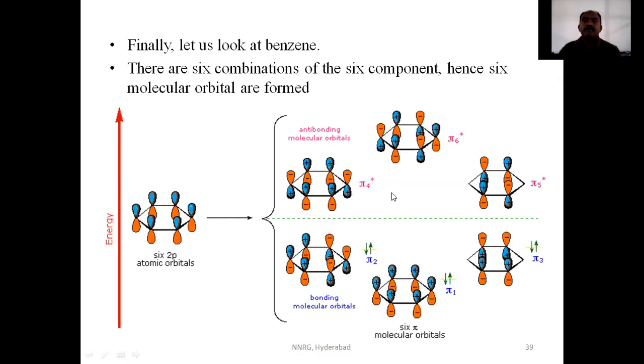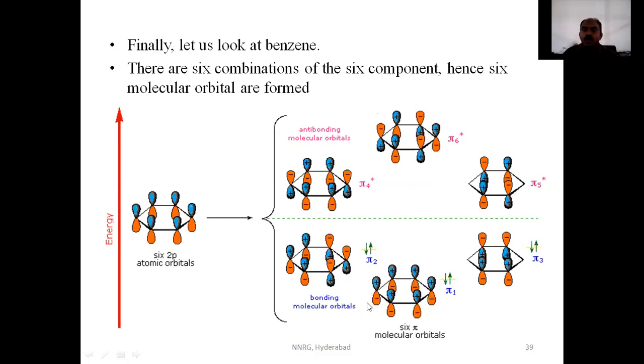Because of that, the energy levels are high, and in the last orbital, there is no interaction between any of the p orbitals. There is no interaction between this p orbital and this p orbital, because orange and blue have no interaction. So the last one is what we call an anti-bonding molecular orbital. These three are called anti-bonding molecular orbitals, which have high energy, and these three are called bonding molecular orbitals.